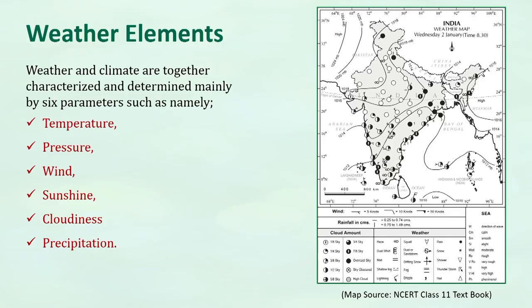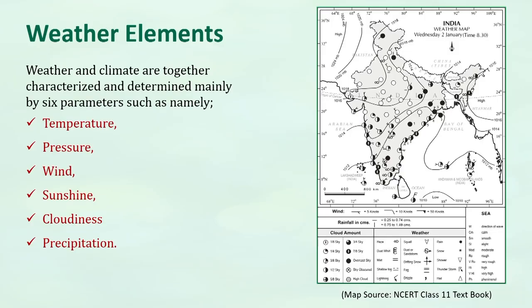There are 6 major elements I have listed out, but these are not the only elements affecting weather. Apart from these, there are some other elements affecting weather, like sea level, sea surface level, etc. The major 6 elements affecting weather are temperature, pressure, wind, sunshine, cloudiness, and precipitation or rainfall. Let us see them one by one.